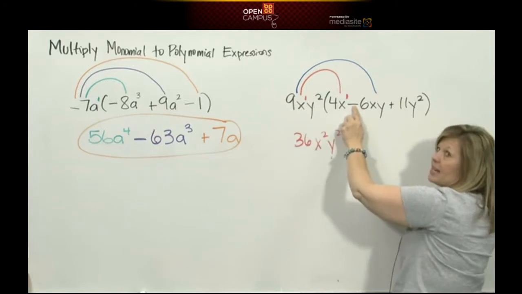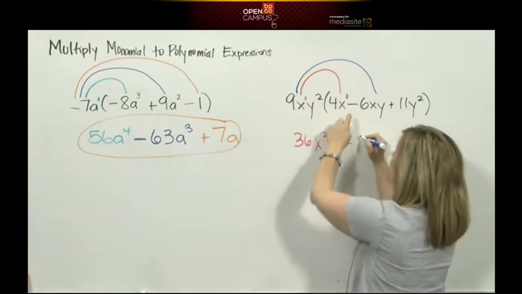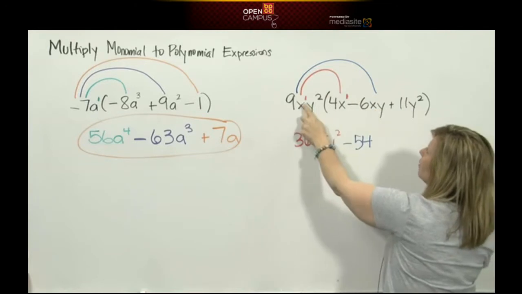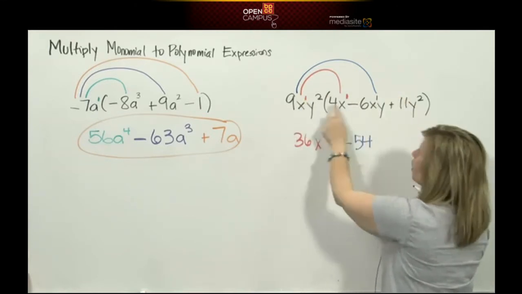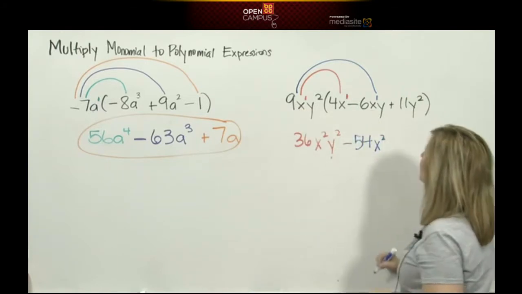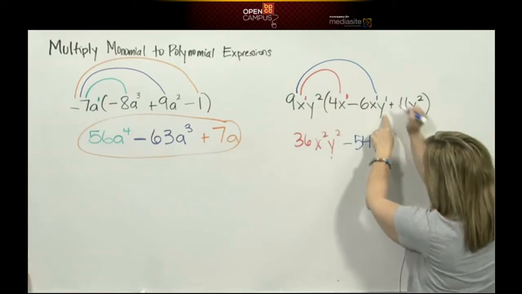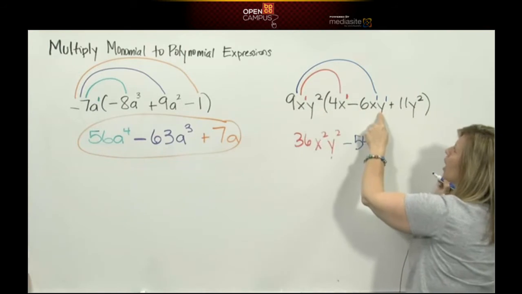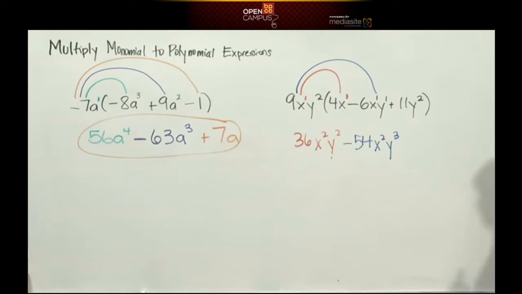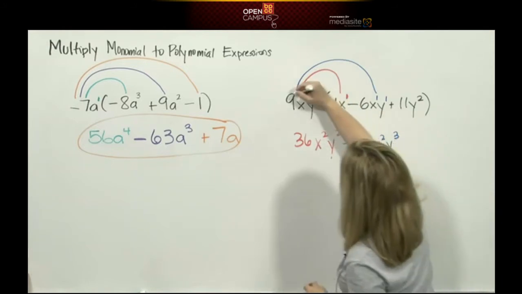Positive 9 times negative 6. A positive times a negative is a negative. 9 times 6 is 54. We have x times x. Again, that exponent's 1, this exponent's 1. Till the day you die, x times x is x squared. Now we have y squared, and we can multiply it by y. There's also an exponent of 1. Y squared times y to the 1st is y cubed. Everybody's good? Awesome. Are we done? Nope. We still have another term. We're going to multiply and make another rainbow.